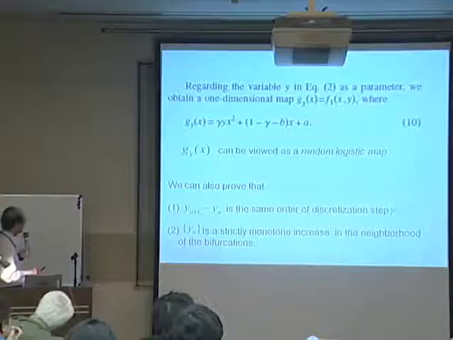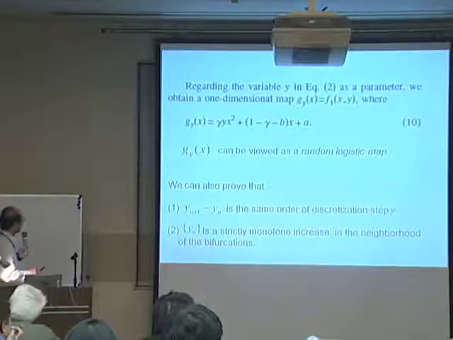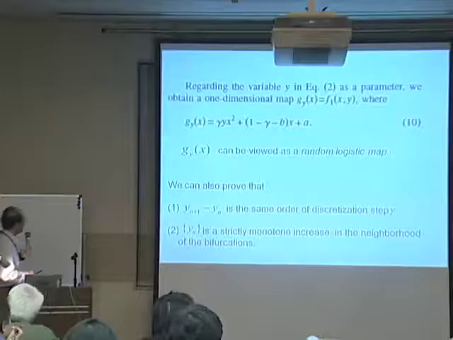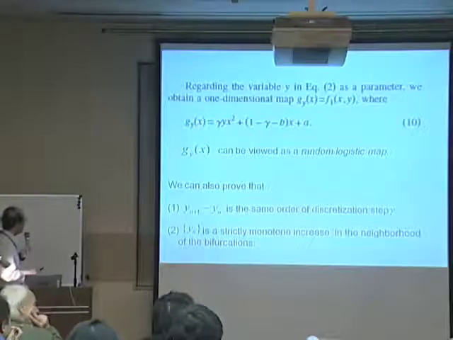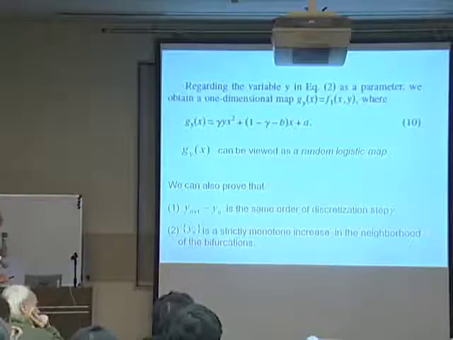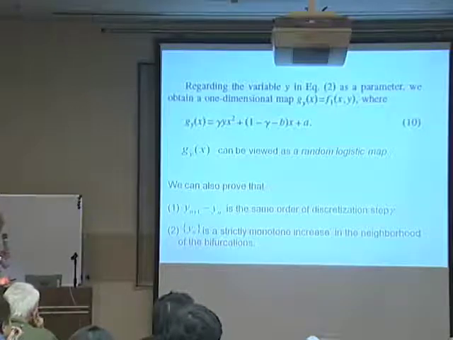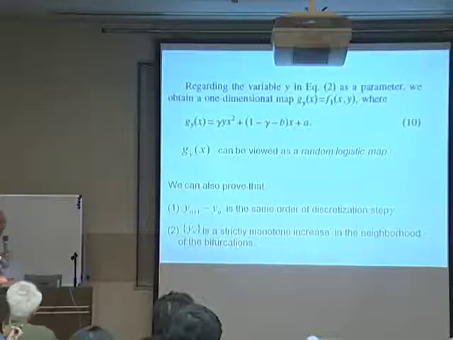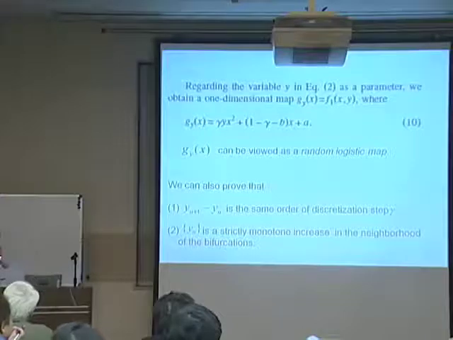But here y is changing slowly, much slower than the x variable. So what happens? In such a case, this map can be viewed as a random logistic map or parameterized logistic map. And we can also prove that the difference of the y variable between the present and the next time step is of the same order as the discretization step. And the series is strictly monotone increasing in the neighborhood of the bifurcation.